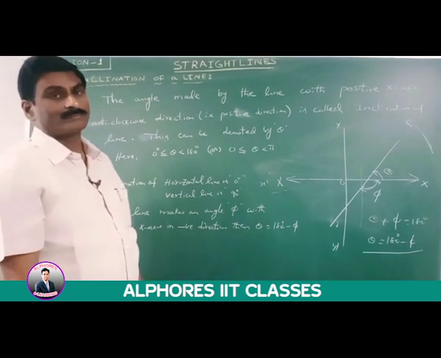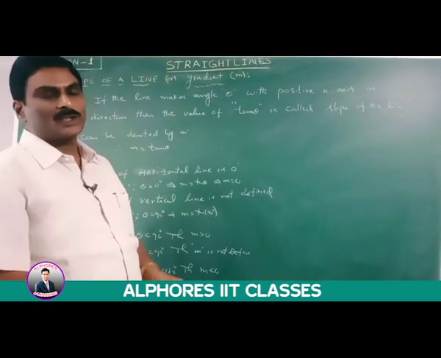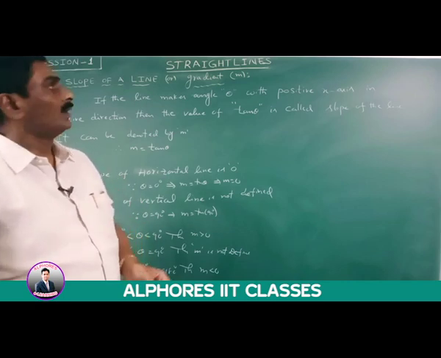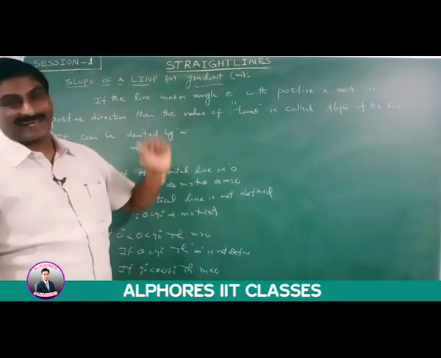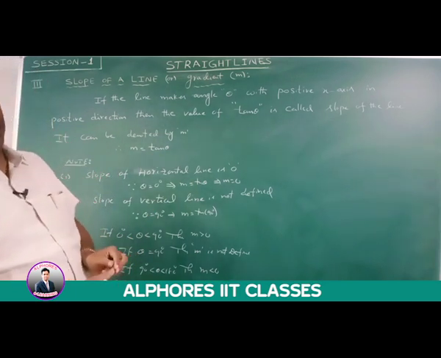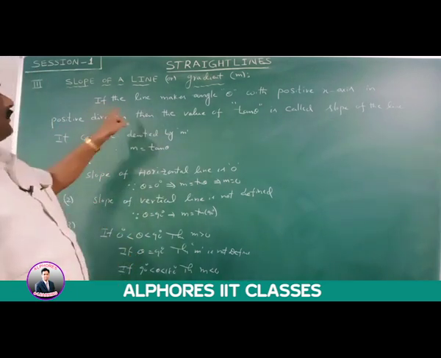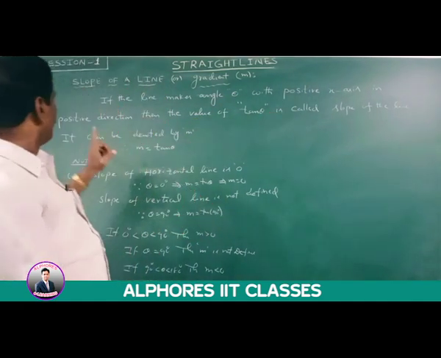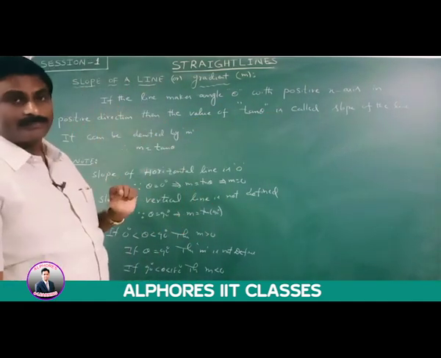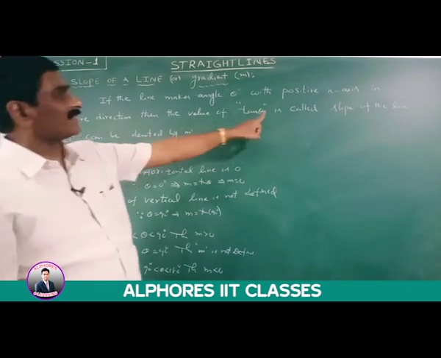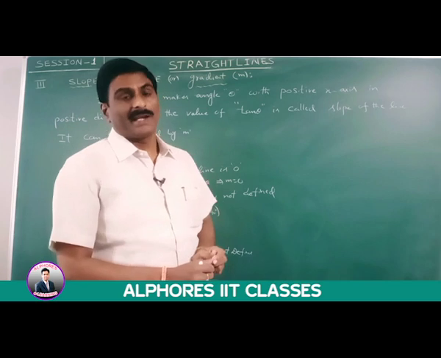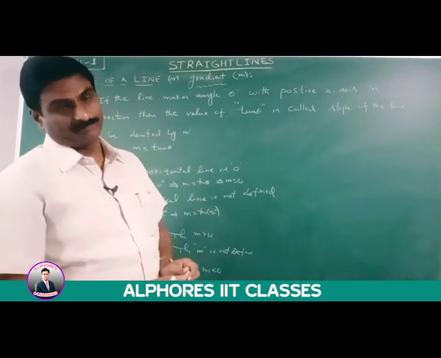Okay. Next, third point. Slope of a line or gradient of a line. Slope is denoted by m. If the line makes an angle theta with positive x-axis in positive direction, then the value of tan theta is called slope of the line or gradient of the line. It can be denoted by m.